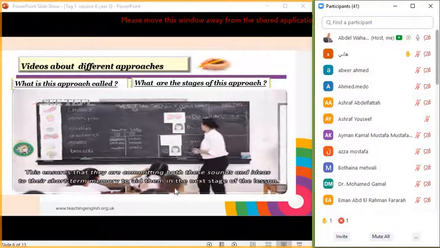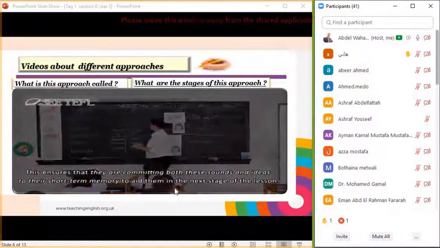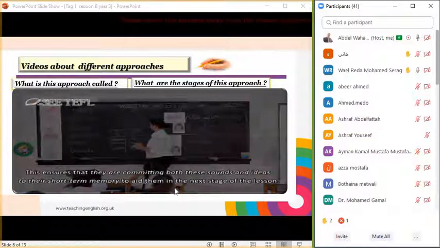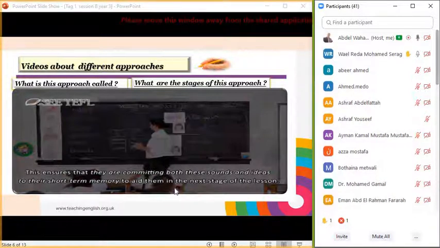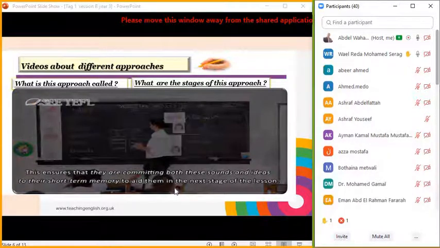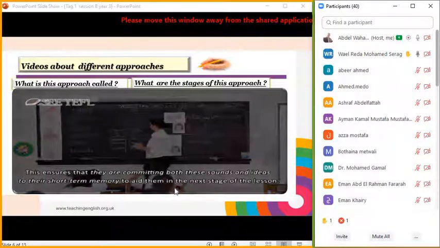Very good. Okay. What is this approach called, and what are the stages of this approach? Does this teacher use it? Can you speak, Mr. Wael? Go on. This approach is the deductive approach. The stages are... I agree with you. The teacher gives a model. Please, Mr. Wael, what is this approach?